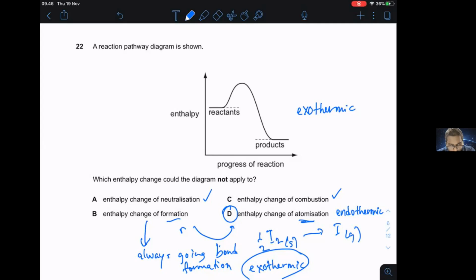In this case, enthalpy of formation can be positive, can be negative. So please remember that. But enthalpy change of atomization is always endothermic, so please remember this. We don't have any issue for enthalpy change of neutralization and combustion because they are always going to be exothermic. Enthalpy change of decomposition reactions and so on are always going to be endothermic. So atomization is always going to be endothermic. Formation can be either positive or negative. Take note of that.